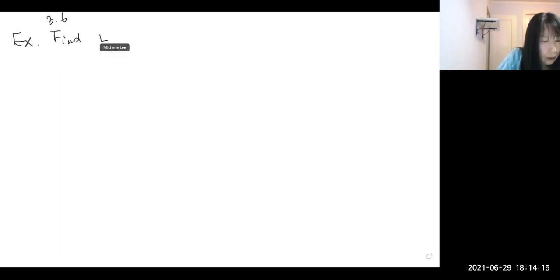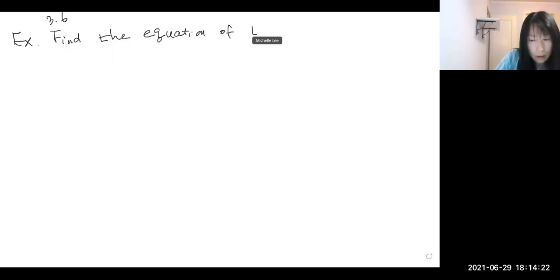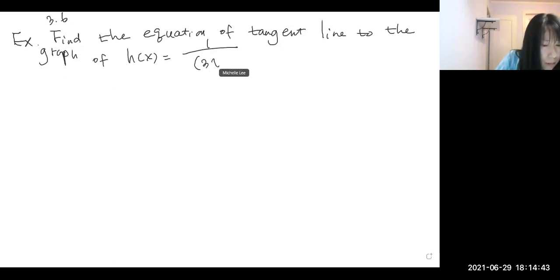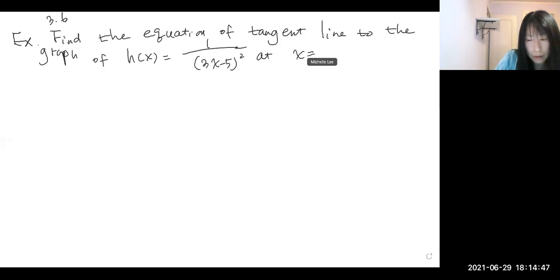Find the equation of the tangent line to the graph of this function at x equal to 2.